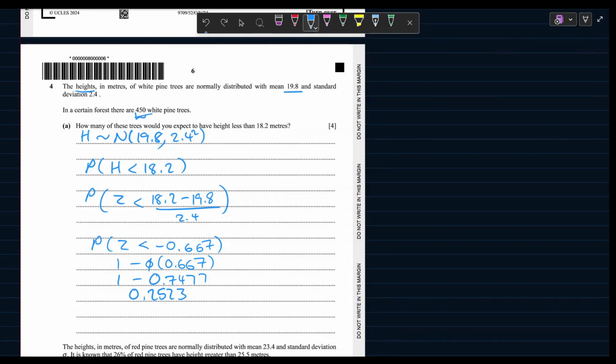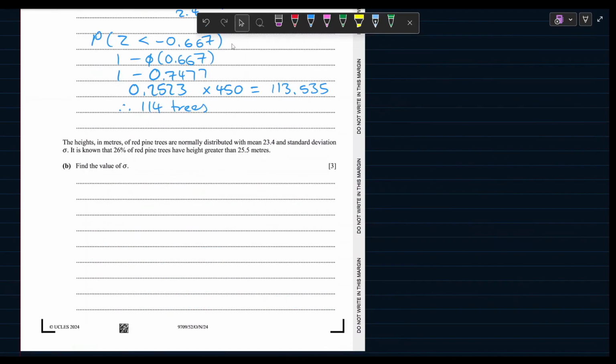What about 450 trees? So multiply by 450, we'd expect 113.535 of them to have a height less than 18.2 meters. So let's round that up to 114 trees.